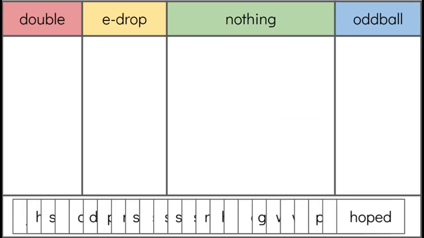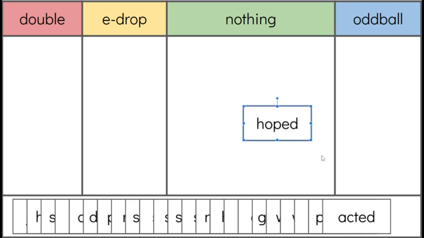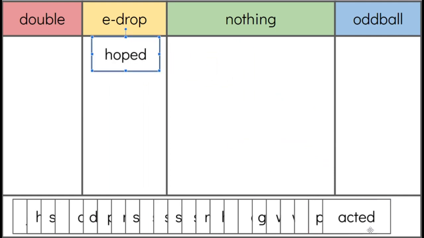All right, moving on to our sort here. Let's remember to be looking for the base word. As you sort through these on your own, I would encourage you to find the base word as well as read the word that is there. So we'll start with the first one here. In this case, we have the word hoped. The base word here is hope. We drop the E to add ED. This is one of our E drop words.